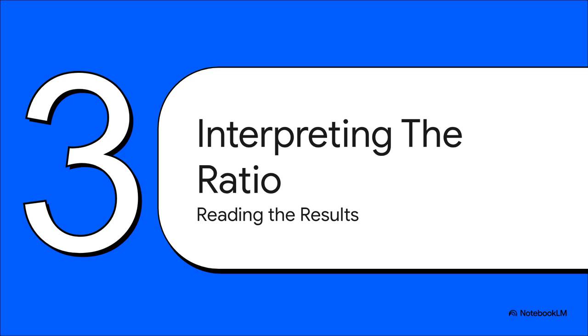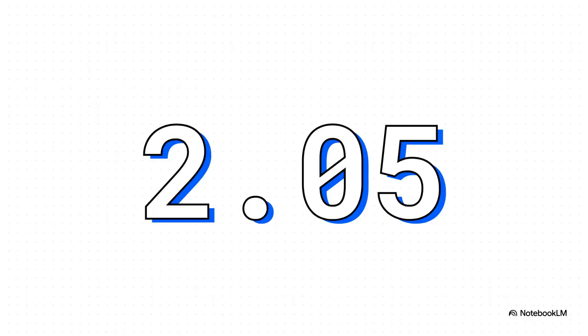Which brings us to Section 3, interpreting the ratio, reading the results. Let's say you crunch the numbers using an example from our source text, and your calculation spits out 2.5 times for the current year. What does that actually mean in the real world? Well, it tells us that the company generated $2.05 in sales for every single dollar they invested in average net PPE. But here's the thing.